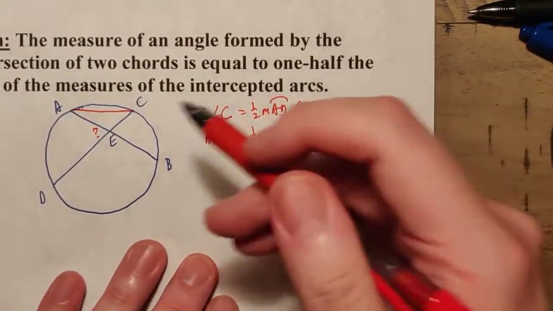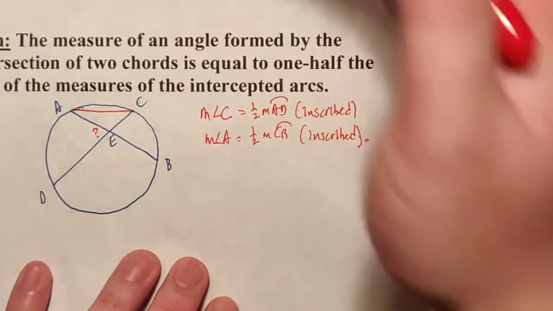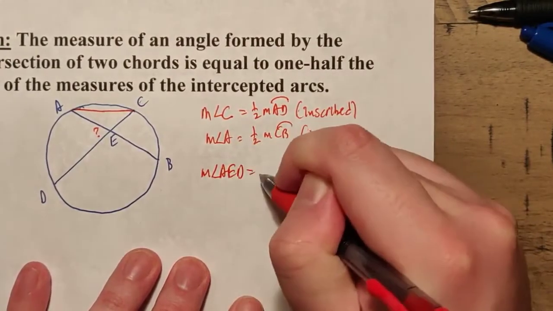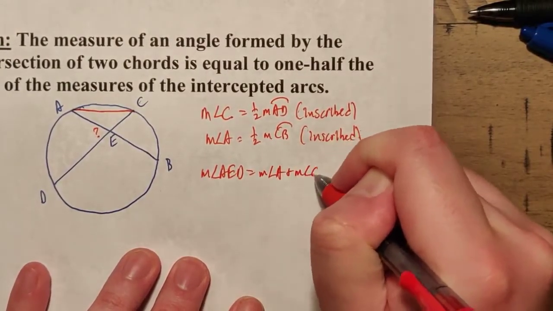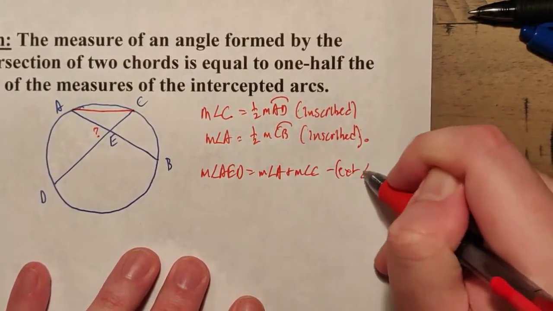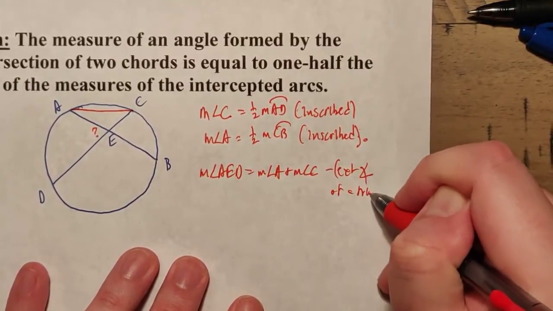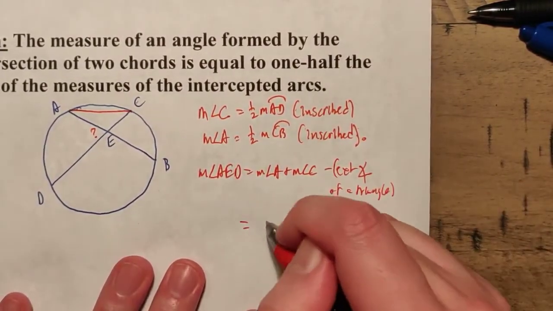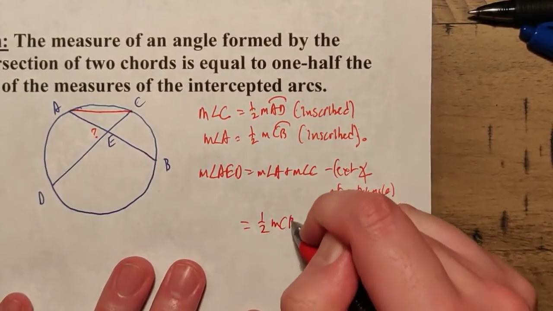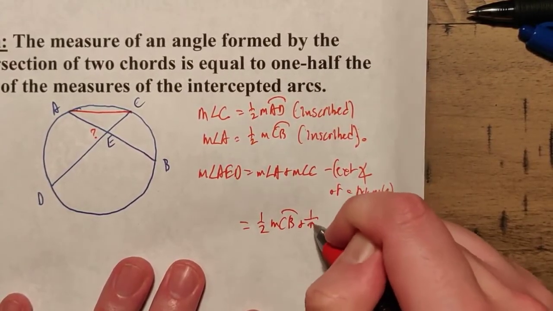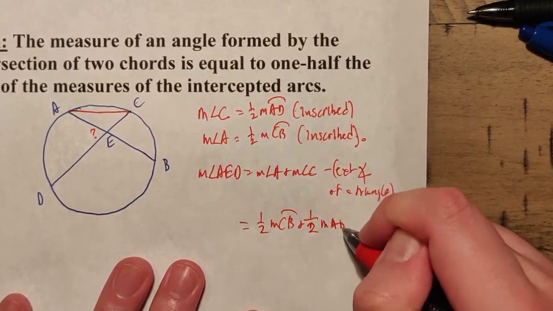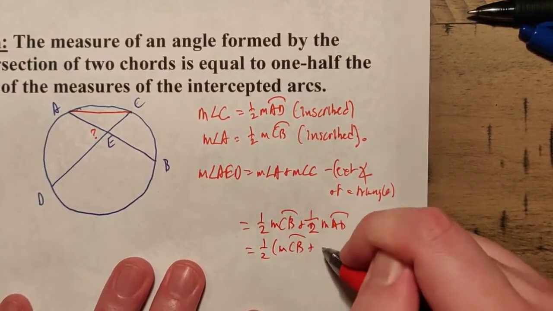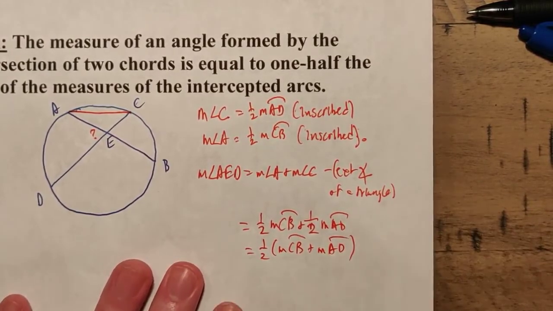Just like before, we had an exterior angle of a triangle. We can do this again. We know the measure of angle AED here is going to be the measure of angle A plus the measure of angle C here, because this is an exterior angle of a triangle. So as a result, we can put this together. By substitution, we know it's 1/2 of CB plus 1/2 of AD here, and that we can factor out as 1/2 the two arcs it intercepts. So it's 1/2 the sum of these arcs here.